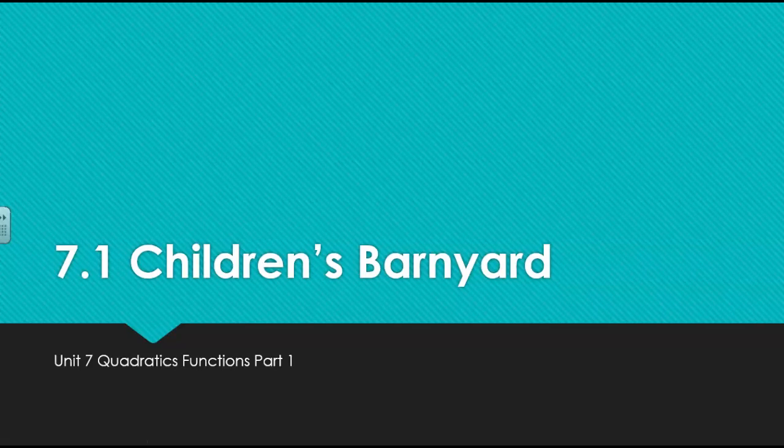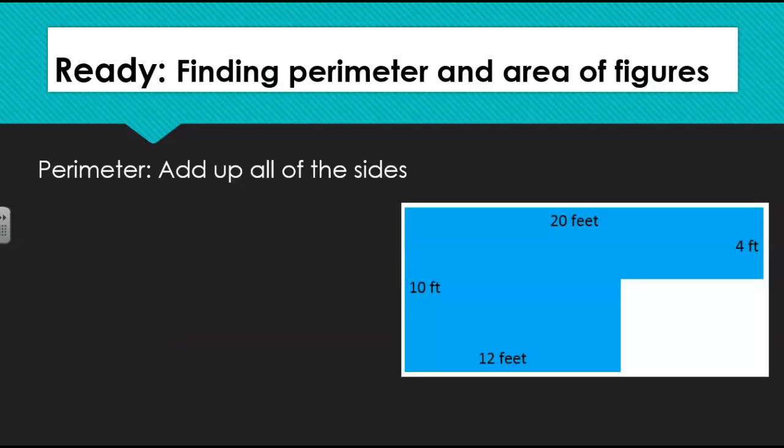Today in class we looked at Unit 7, Lesson 1, Children's Barnyard. In the Ready section of tonight's homework, we're focusing on finding the area and perimeter of different polygons.